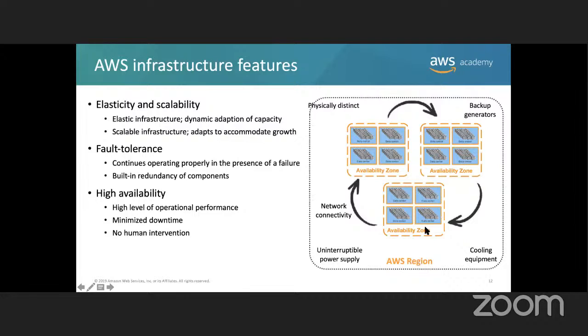And then we have, this is the region: uninterruptible power supply, cooling equipment, backup generators. All of this is working great. Why? Because you have 3 availability zones, and every availability zone has 4 data centers, as you can see here, right? This is all taken care of because there's failover here, just in case something happens. If you have only one availability zone, you're doomed.